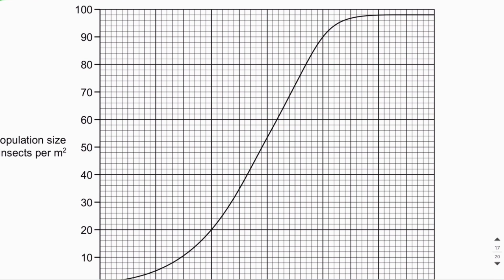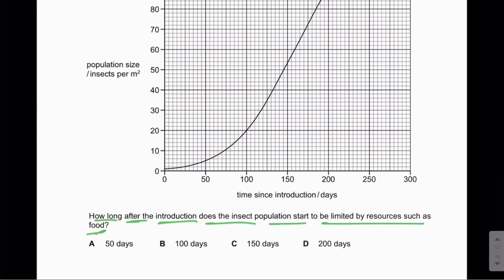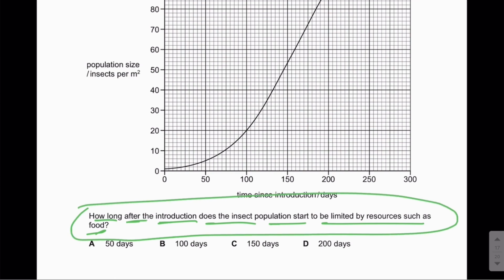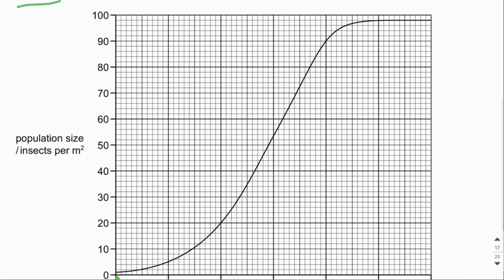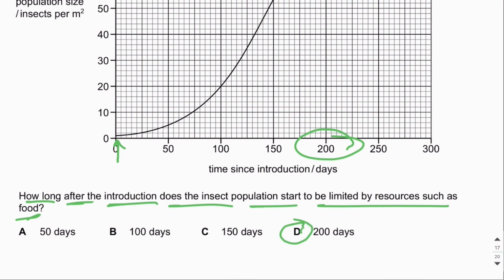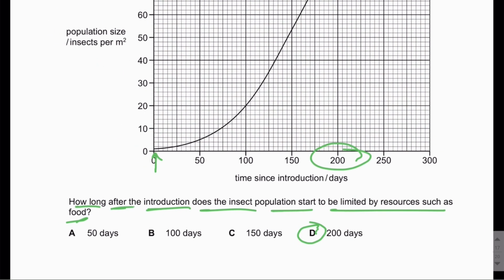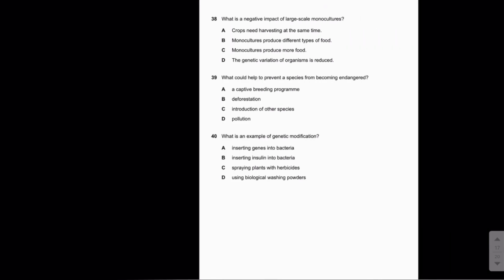But when the insect population becomes constant or it falls, it means that there is low availability of food and the food becomes limiting. So they're asking how long after the introduction does the insect population start to be limited by resources such as food? The insect population was introduced at time zero, and what happens is that the insect population becomes constant after 200 days. So the answer will be D, that after 200 days of introduction, the insect population becomes limited by resources such as food.